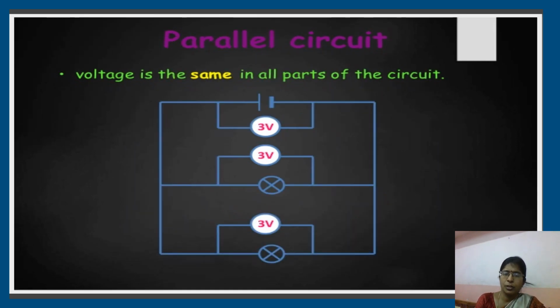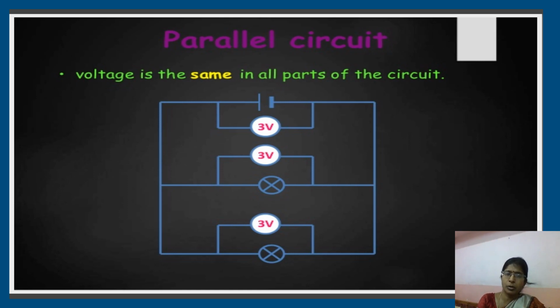Parallel circuit: in a parallel circuit, the voltage is the same in all parts of the circuit. That is, here the voltage across the combination of resistors is 3 volts, and across each resistor it is also 3 volts.